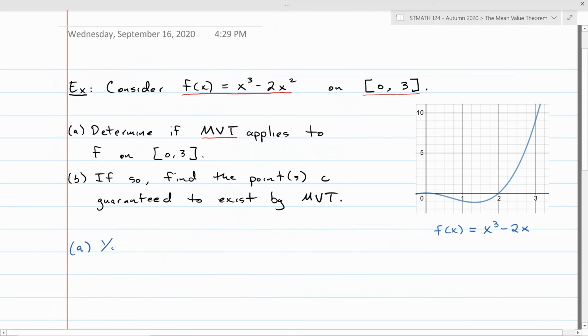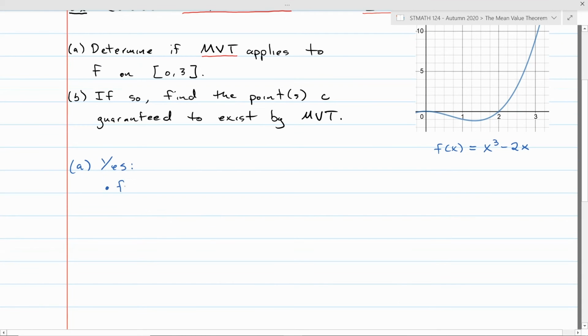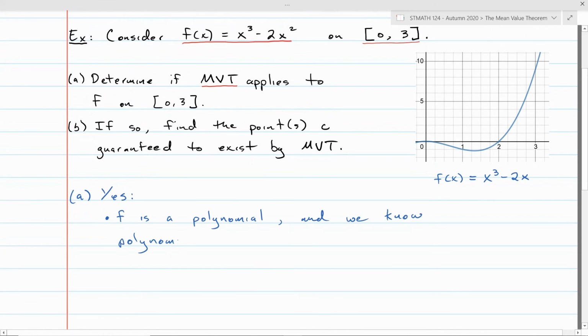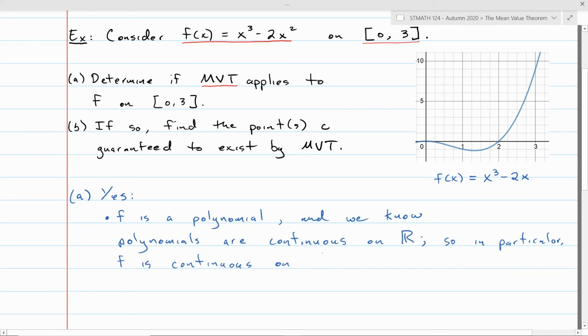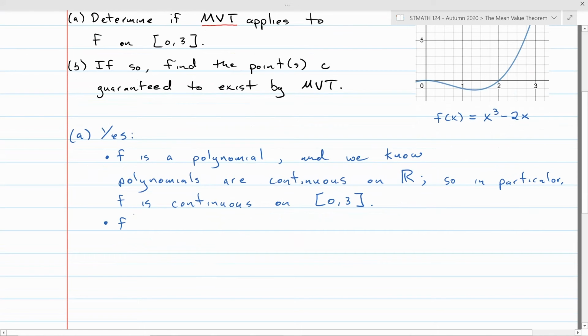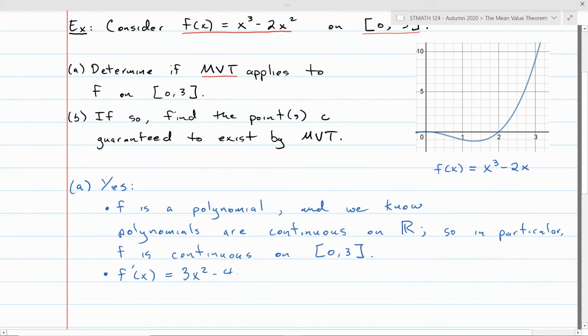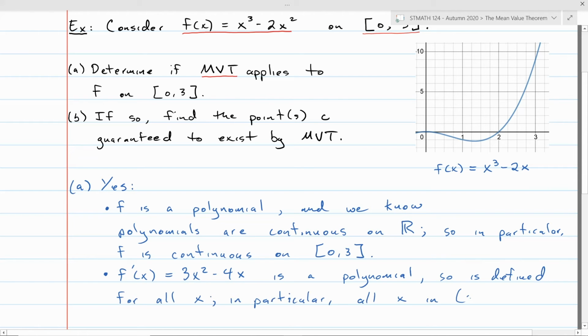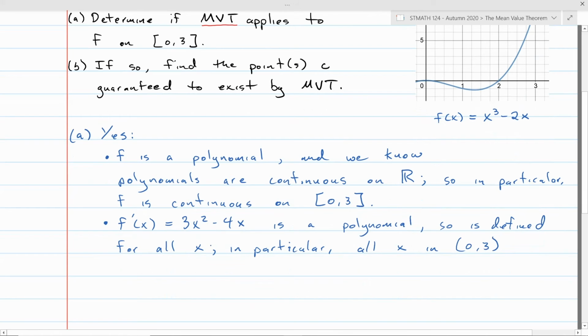Well, the answer will be yes, and the reason is that our function f is a polynomial. And what do we know about polynomials? We know polynomials are continuous on the entire real number line. So in particular, f is continuous on this subset of the real number line, 0 to 3. And then secondly, we know f prime of x is 3x squared minus 4x, and that's a polynomial, so it is defined for all x, in particular all x in the open interval 0 to 3. So what we just pointed out is that our function is continuous on the closed interval 0 to 3, and f prime is defined on 0 to 3, so it's differentiable on 0 to 3.